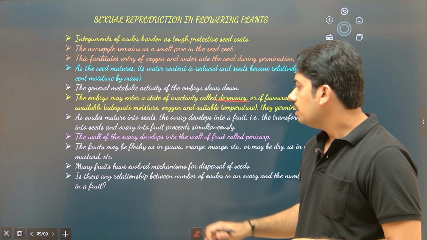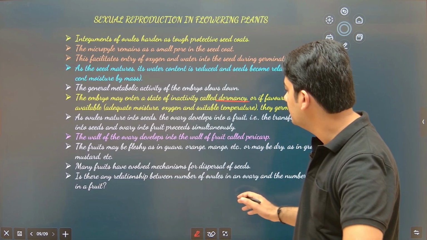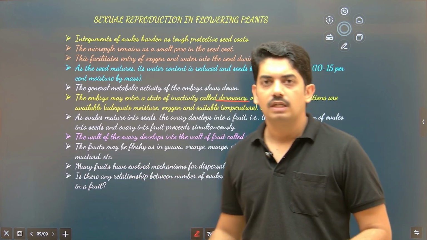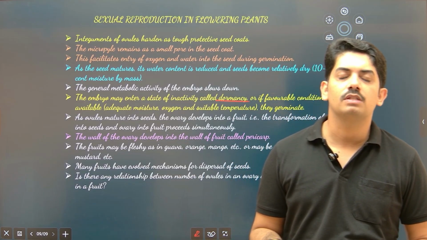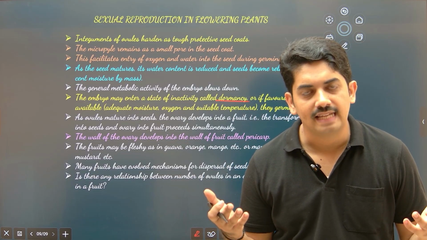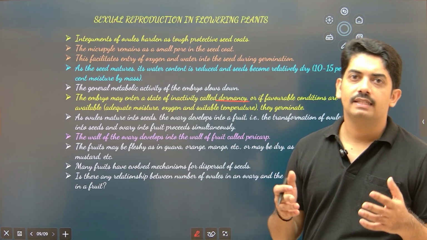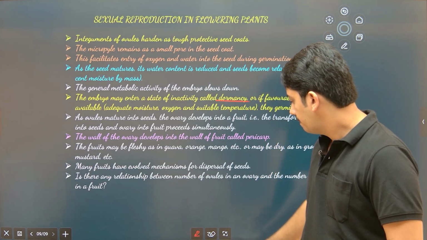Okay. So is there any relationship between the number of ovules in the ovary and the number of seeds in the fruit? Of course, there is a relationship, because the number of ovules present inside the ovary, the same number after fertilization develop into seeds, and the ovary develops into fruit.